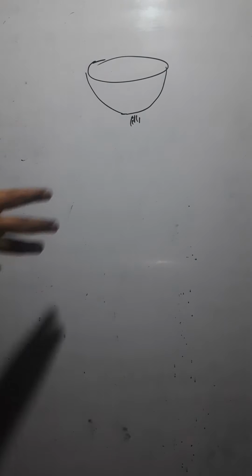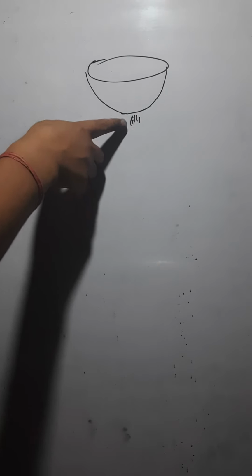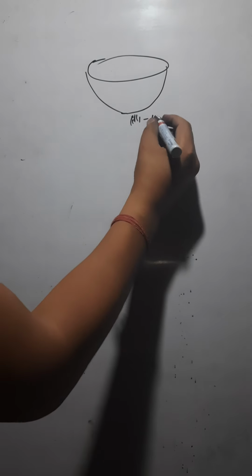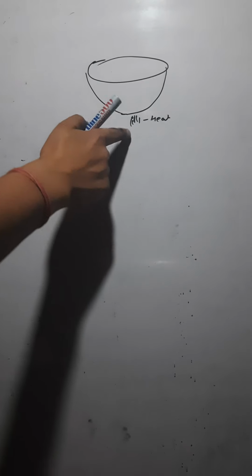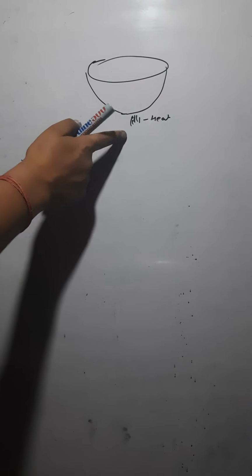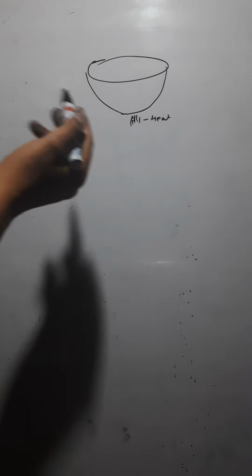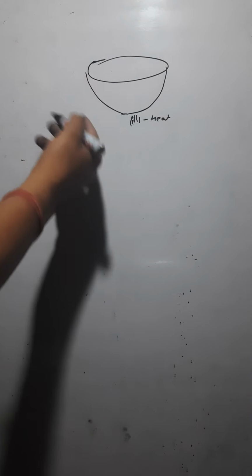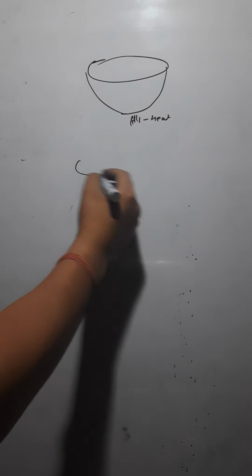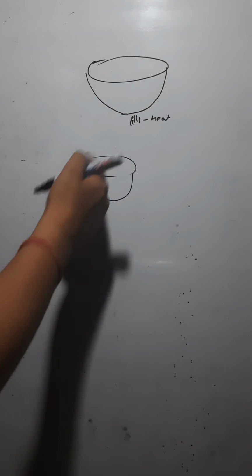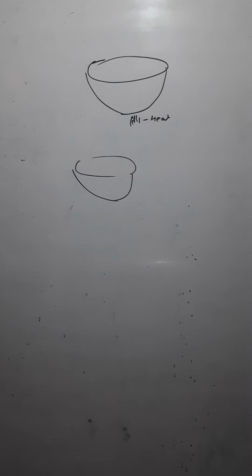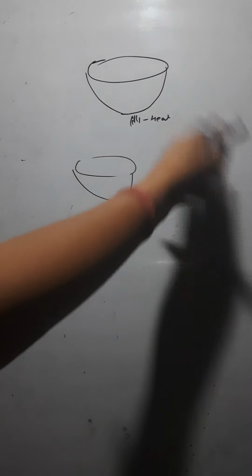How has this happened? Because the heat which was there in the flame has been transferred to the utensil. Now let's say you remove this frying pan or the utensil from the flame and just keep it somewhere, and there is no flame now. Now what would happen? After some time it would become colder.